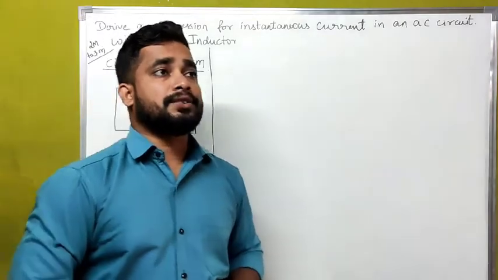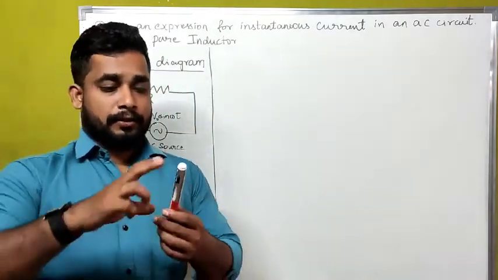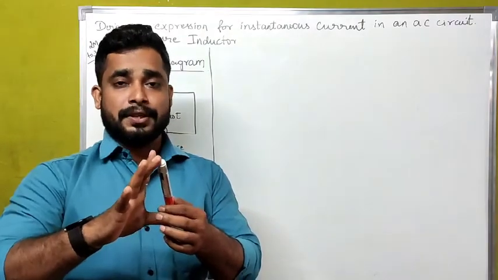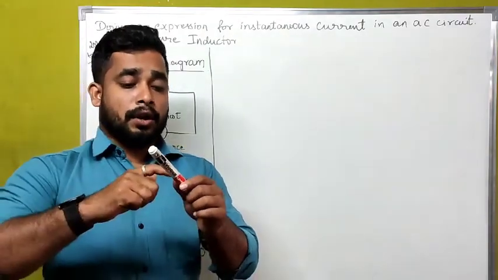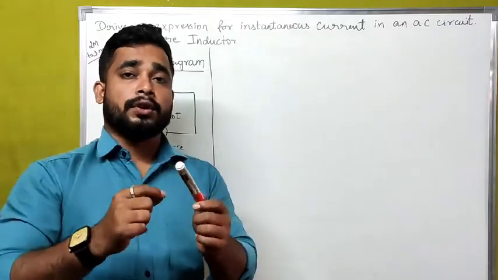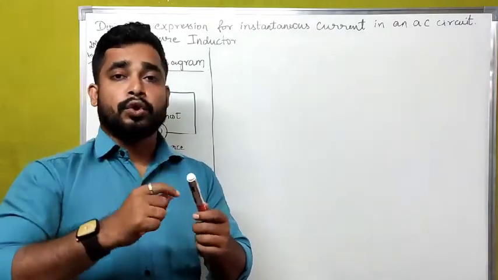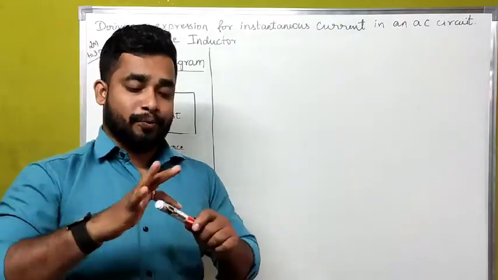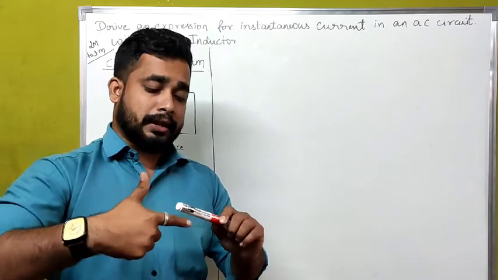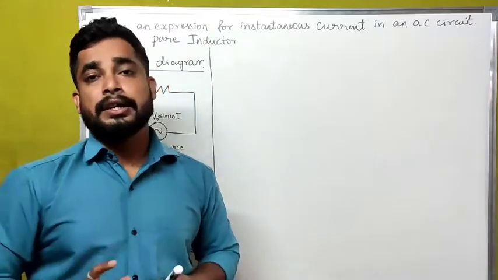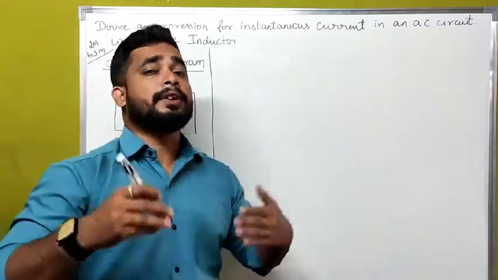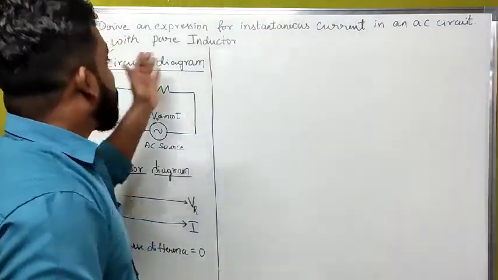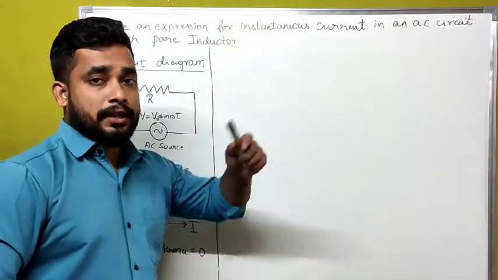A pure inductor generally will be like this. If we assume this as a soft iron core, on the surface of this iron core, we have to wound a thick copper wire. Short, thick copper wire. If we wound a thick, short copper wire on a soft iron core, generally it will be a pure inductor. Now, let us discuss the derivation for that.